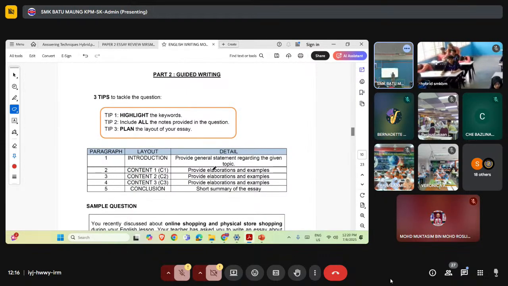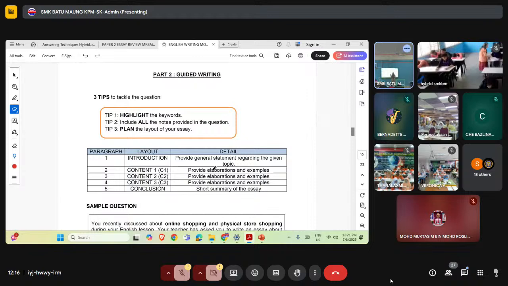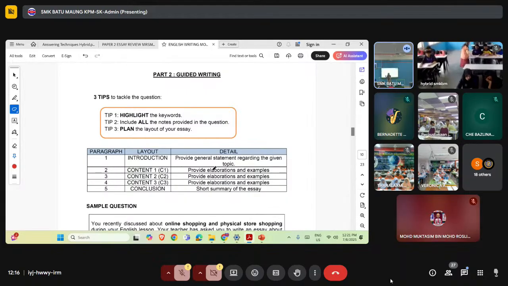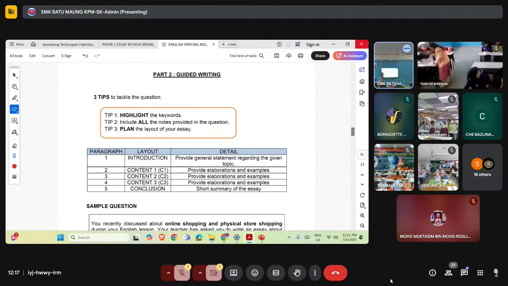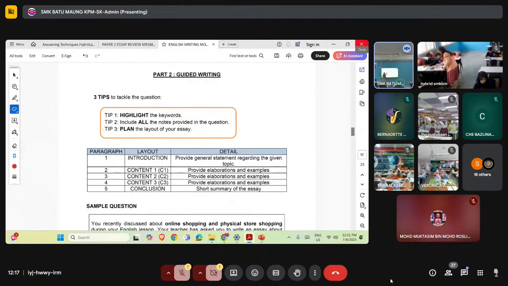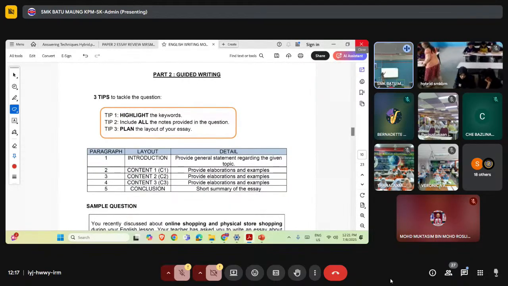So that's why here, for the level of vocabulary, if you have around 3 to 4 less common lexis, and for sentence structure, you have some complex structures, compound and simple, you can get 5 marks for language, okay? So what are the tips that you need to pay attention to for part 2?